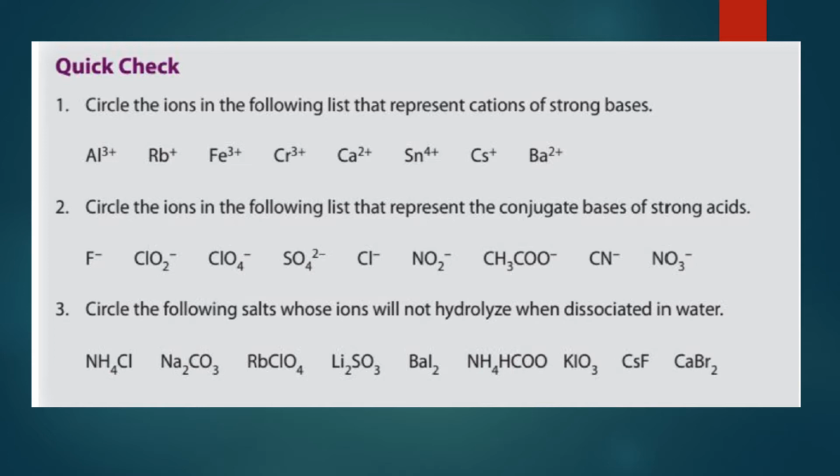So here's a quick check. Circle the ions in the following list that represent cations of strong bases. Circle the ions in the following list that represent the conjugate bases of strong acids. And circle the following salts whose ions do not hydrolyze when dissociated in water. Take a minute to see if you can go through those, pause the video, and then come back for the answers.